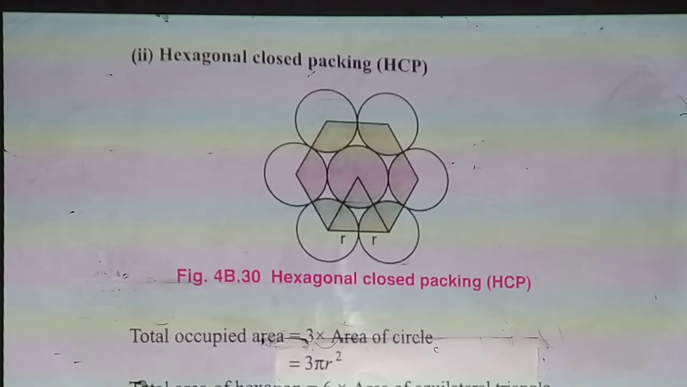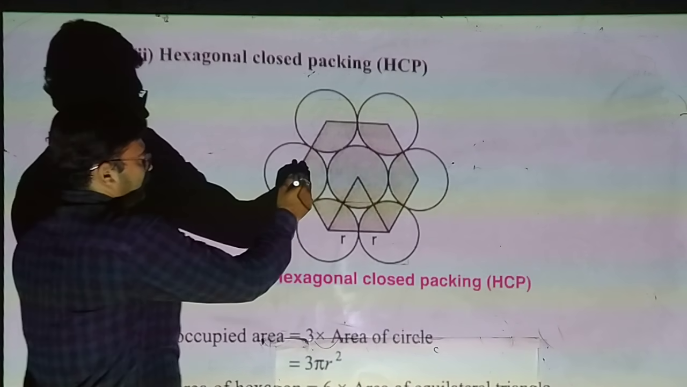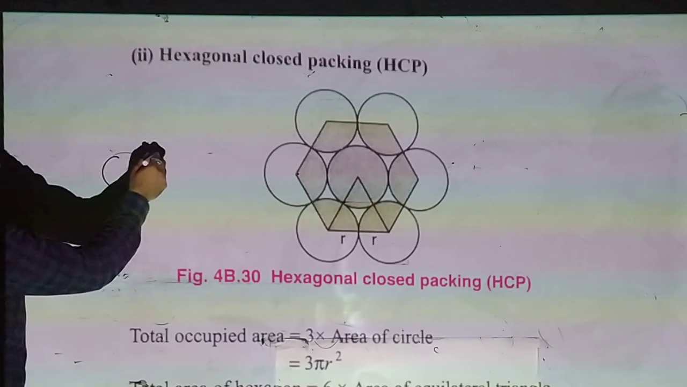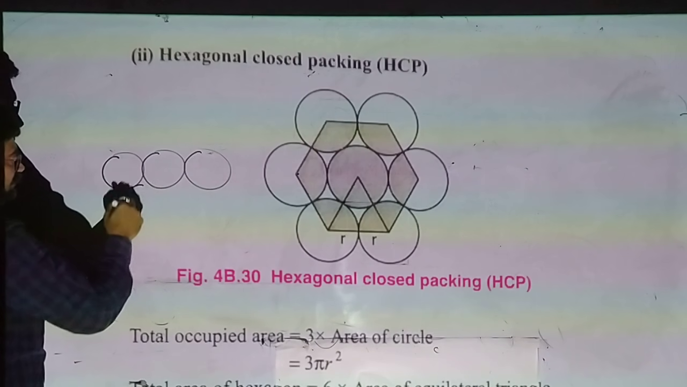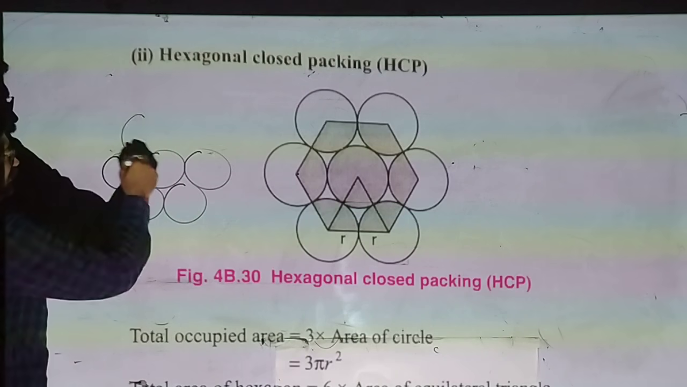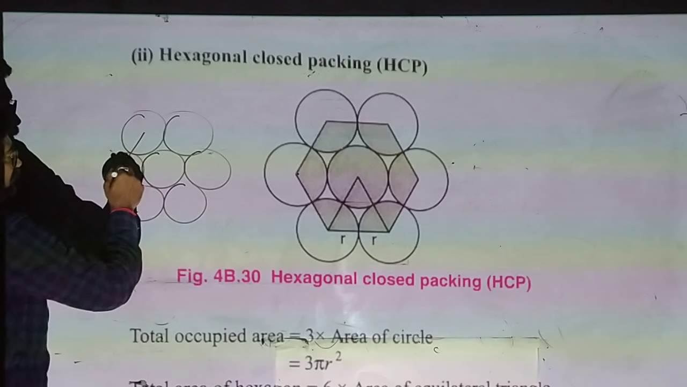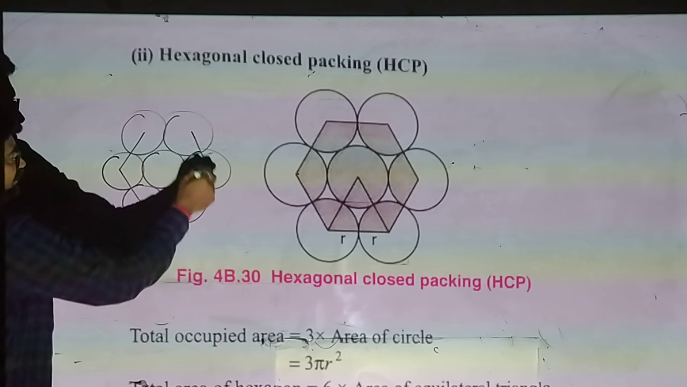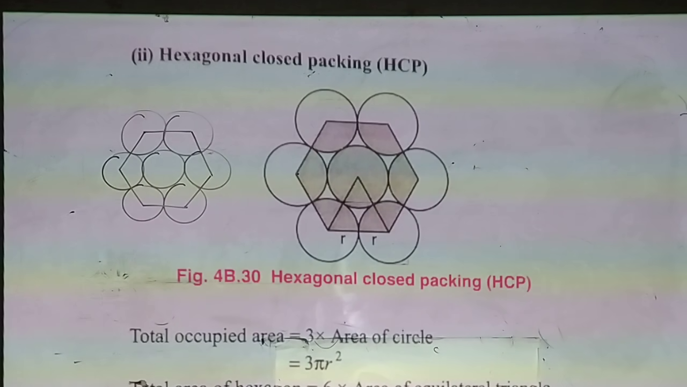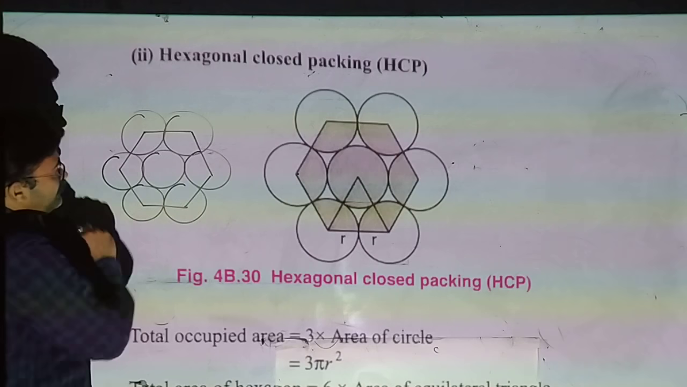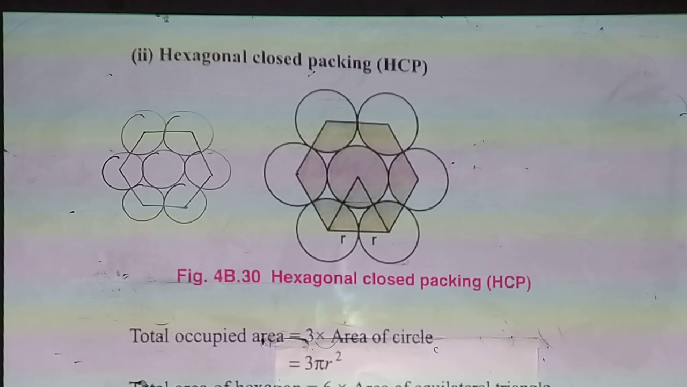Next, hexagonal close packing, HCP, in 2 dimensions. Packing efficiency in hexagonal close packing. Yes, here we are taking 3 spheres, another 2, then another 2. We are joining the centers of the 6 spheres, that is a hexagon. Here, how much portion is occupied?